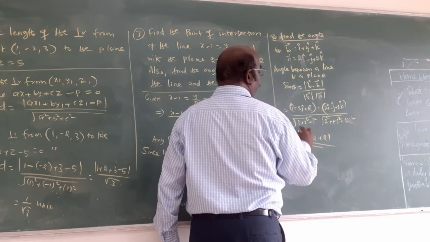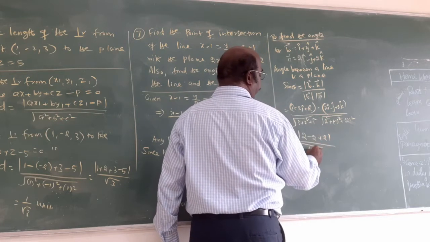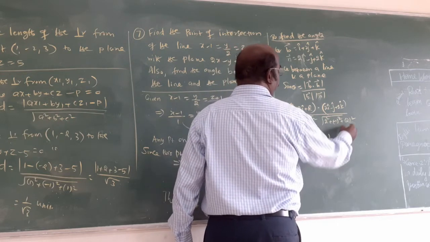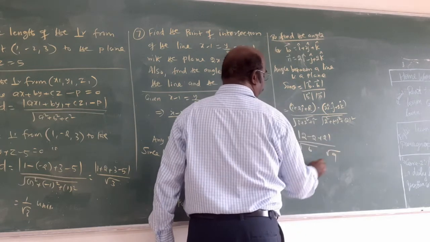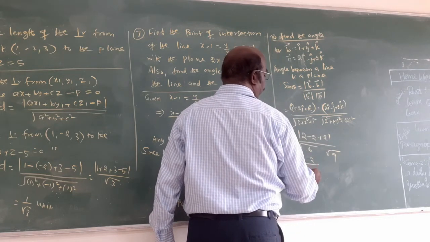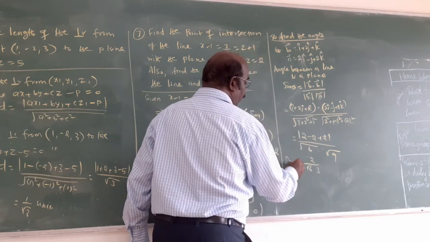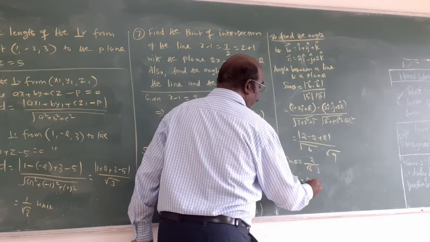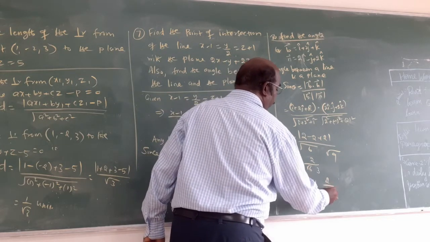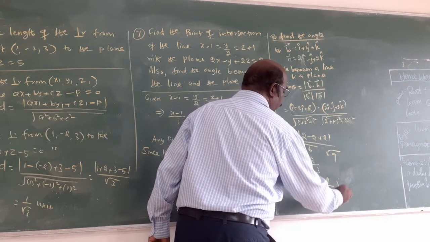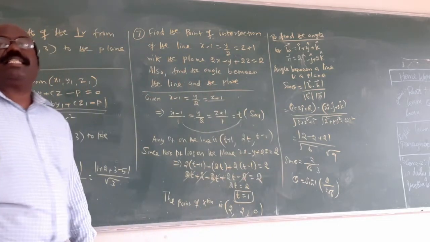The root of 1 square plus 2 square plus 1 square is root 6, and here it is 9. Here only, 2 by root 6 into 3. Therefore, this is sin theta. Theta equals sin inverse of 2 by 3 root 6, that is the answer. That's all. 3 into root 6 is the answer.